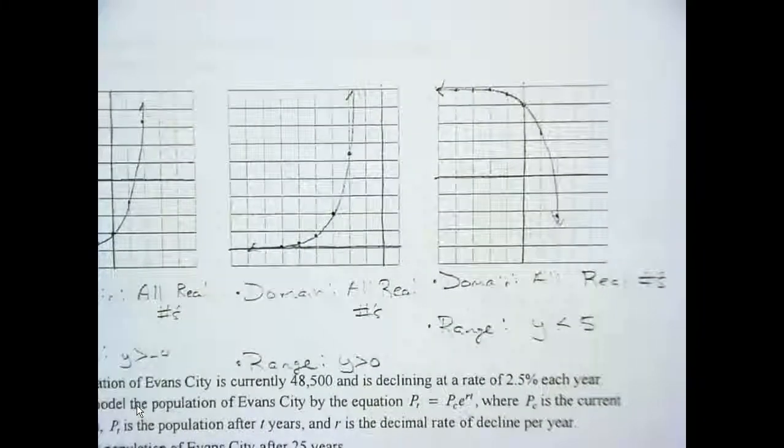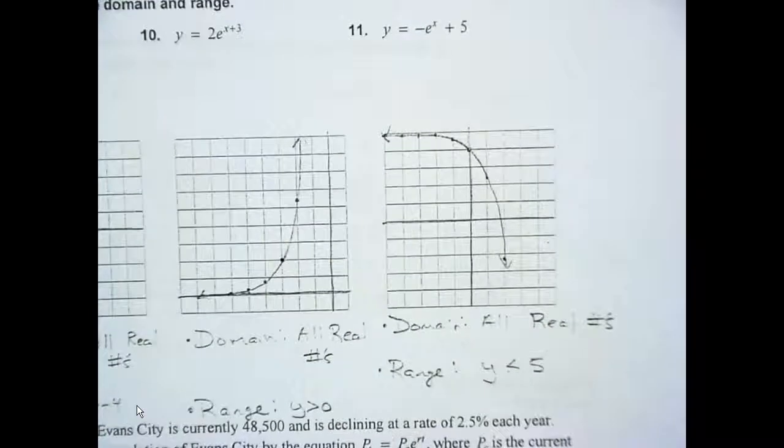So, number 11, domain all real numbers, range y is greater than 5, or less than 5. And we did number 12 and 13. All right. My time is up. Let me know if you have questions.